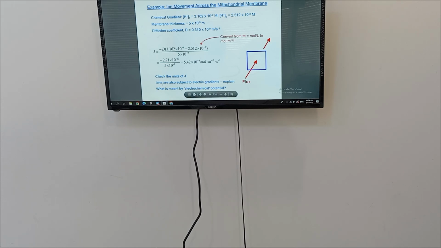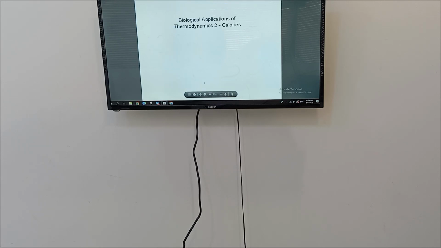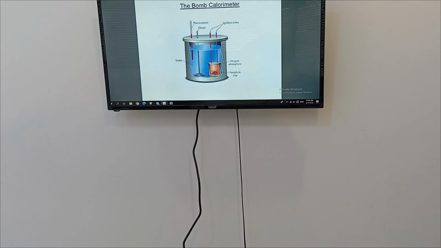Ions are also subjected to electrical gradients. Biological application of thermodynamics, we have calories. You have this device, which is called the palm calorimeter.